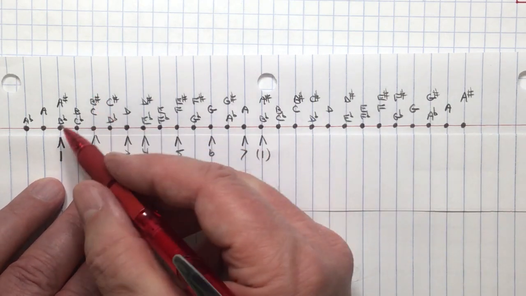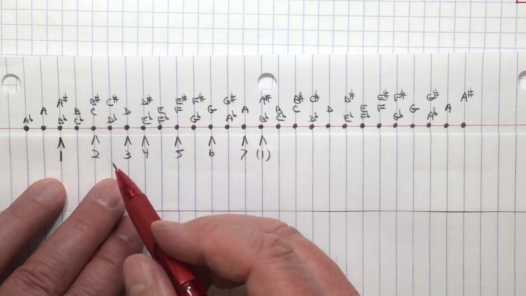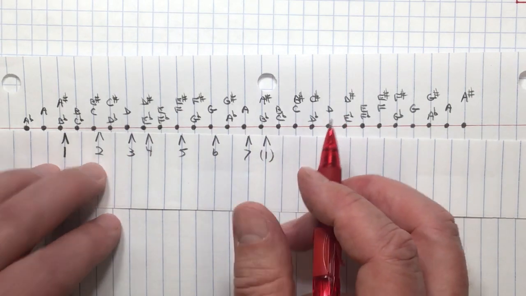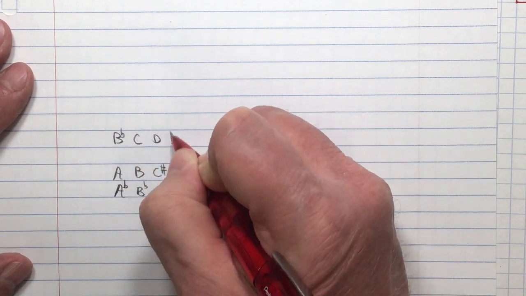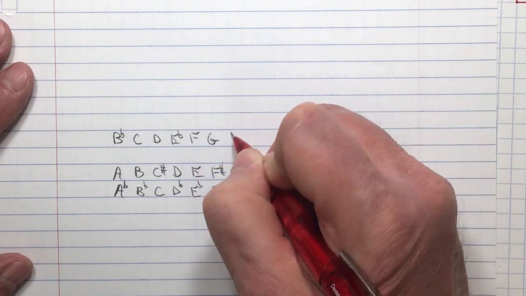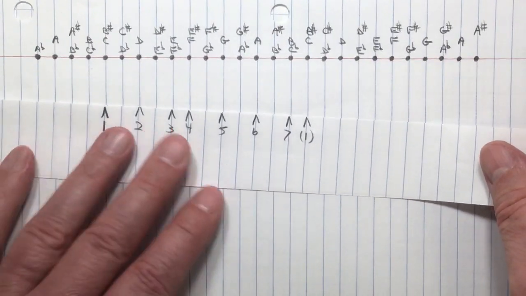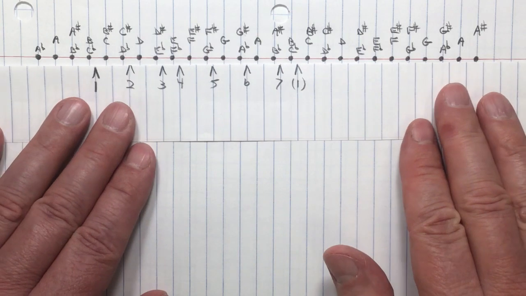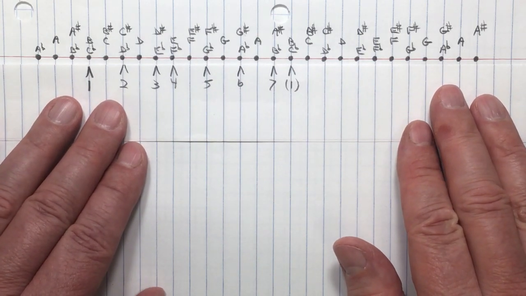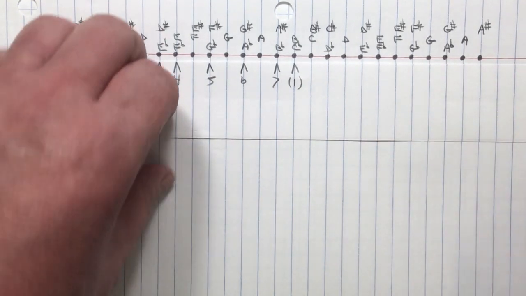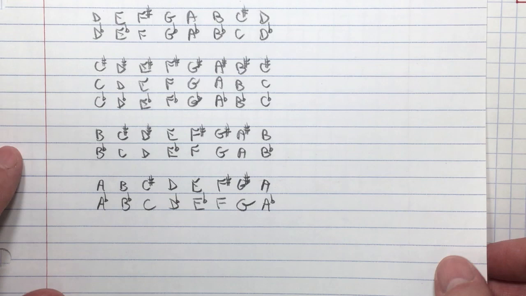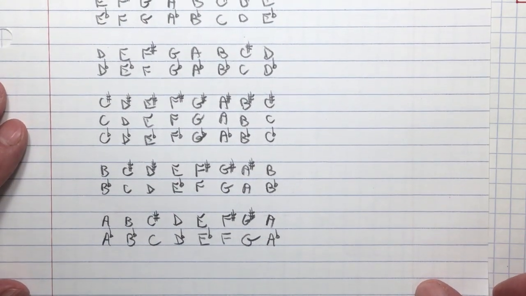Move to the letter B. B flat, C, D, E flat, F, G, A, B flat. Skip a space, write that. So if you continue through this process, let's go to B. B, C sharp, D sharp, E, F sharp, G sharp, A sharp, B. If you continue through that process, you'll find that you end up with the following 15 scales.